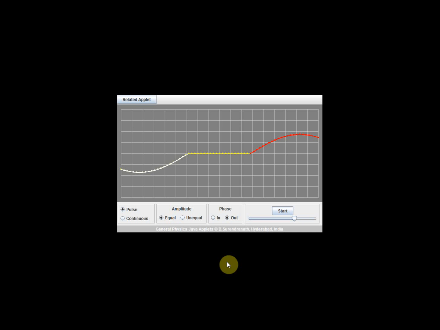Now let's use the Java applets that we discussed just now to investigate the constructive and destructive interference. This time I would like you to set the parameters of the wave to continuous. Just now it was pulse, so I want you to set it to continuous. For the amplitudes, you can put it equal or unequal. And for the phase, you can put it in phase or out of phase. Let's put it in phase. Now let's see what will happen when two waves superpose with each other.